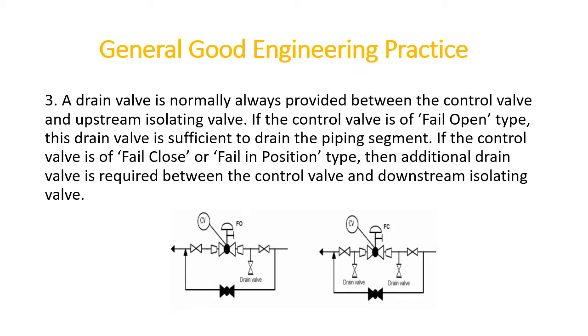Second is the drain valve. The drain valve is normally always provided between the control valve and the upstream isolation valve, and if the control valve is fail open type, this drain valve is sufficient to drain the piping segment. If the control valve is fail close or fail in position type, then an additional drain valve is required between the control valve and the downstream isolating valve.